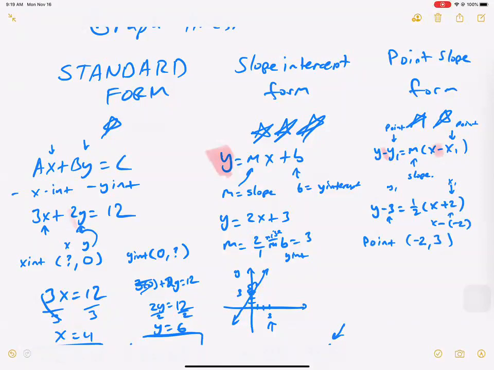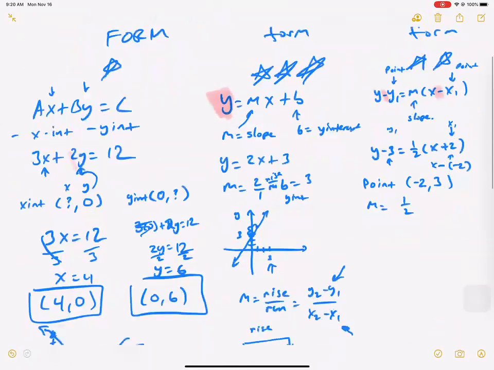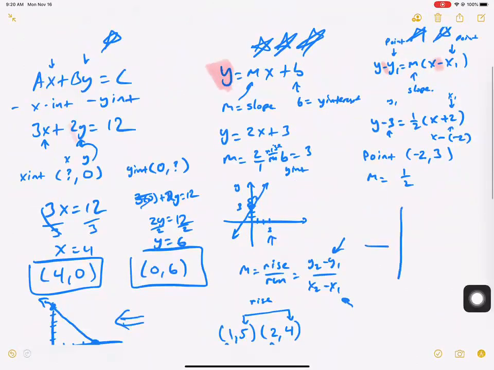So now our slope, that was given as 1 over 2. Now, we graph what we have. We have a point and we have a change from that point. So the point is negative 2, 3. And then the slope is rise 1, run 2. Then we have our line.